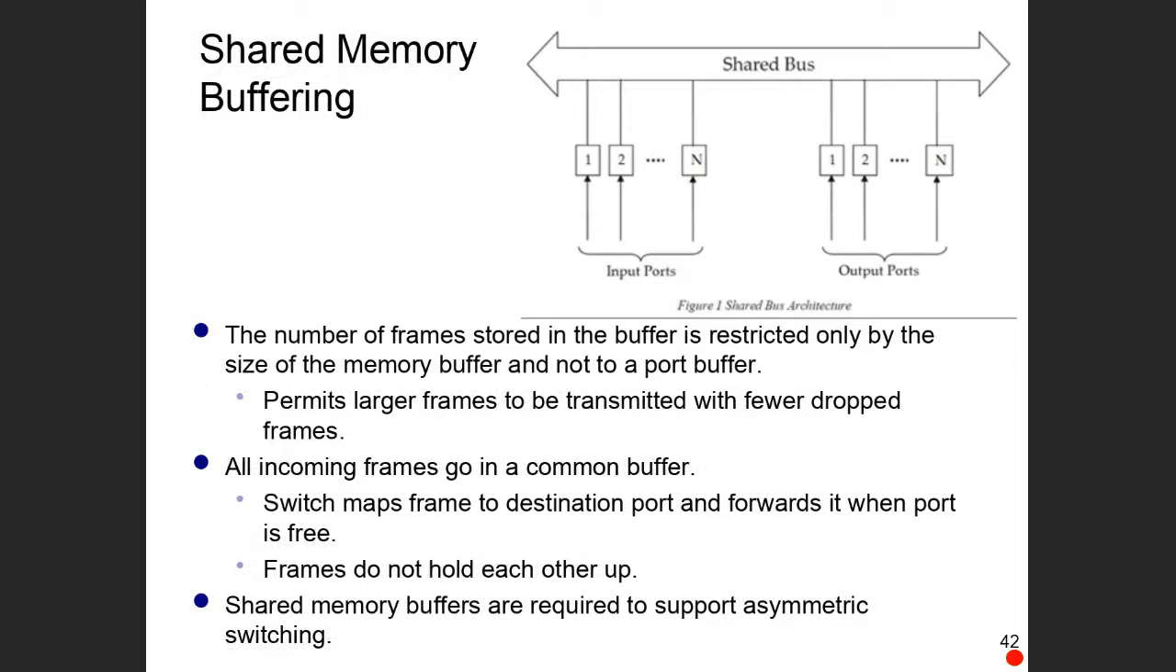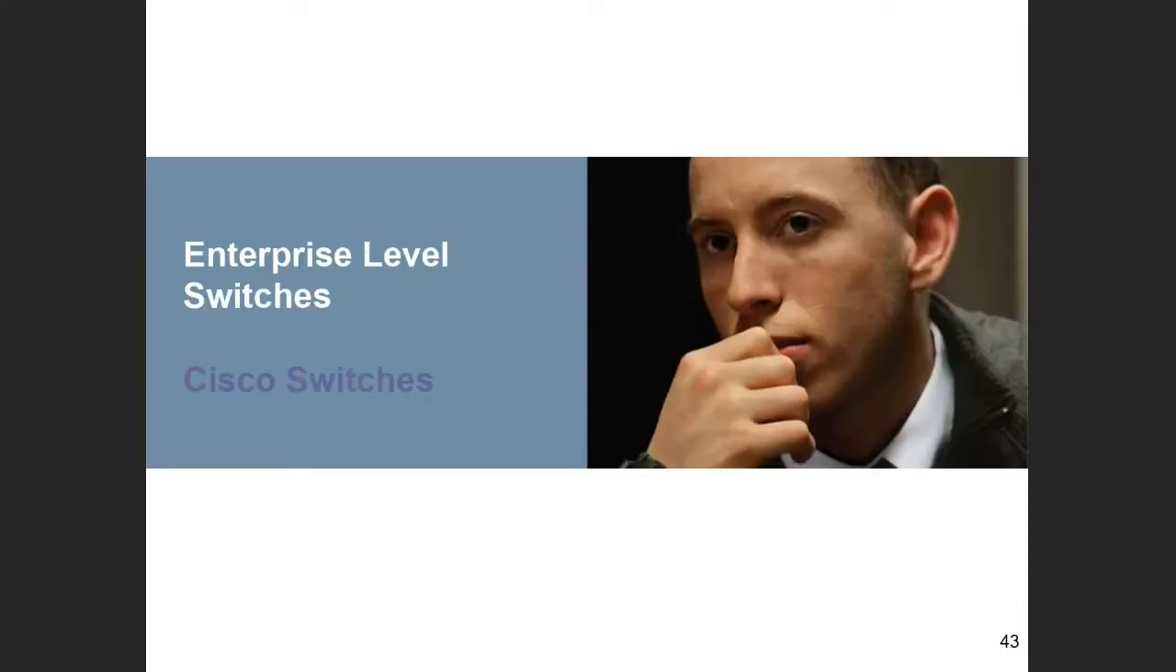In shared memory buffering, we're going to take a larger amount of memory and share it among maybe 8 ports or 16 ports or 24 ports. So if one port is really, really busy, like the gigabit Ethernet port to the server, you can use more of that shared memory pool. And all those ports that aren't being used right now won't use any of it. So if we're doing asymmetric switching between a 1 gigabit client and a 10 gigabit server, we have to use shared memory buffers for that to work.